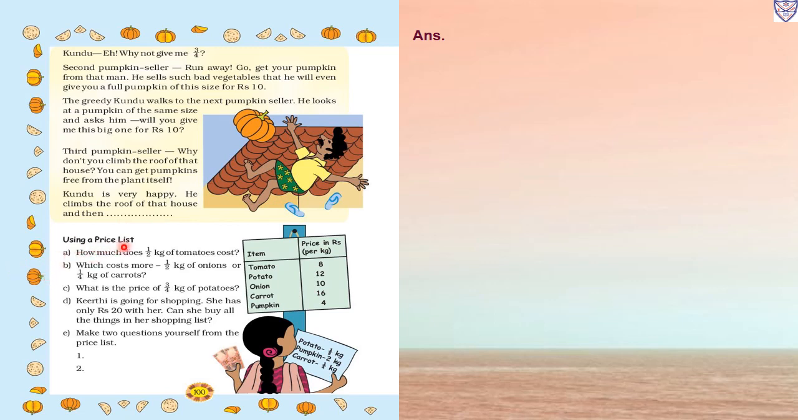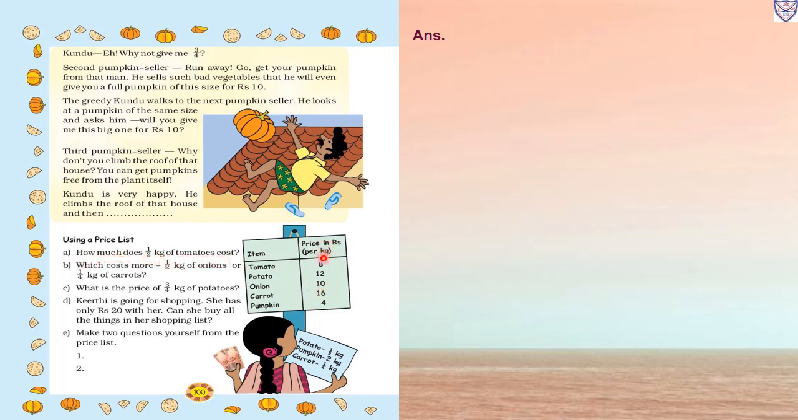Now using a price list. Here the price list is given. Item tomato, price in rupees per kg: tomato 1 kg is rupees 8, potato 1 kg is rupees 12, onion 10 rupees per kg, carrot 16 rupees per kg and pumpkin 4 rupees per kg. So first question, how much does half kg of tomatoes cost?